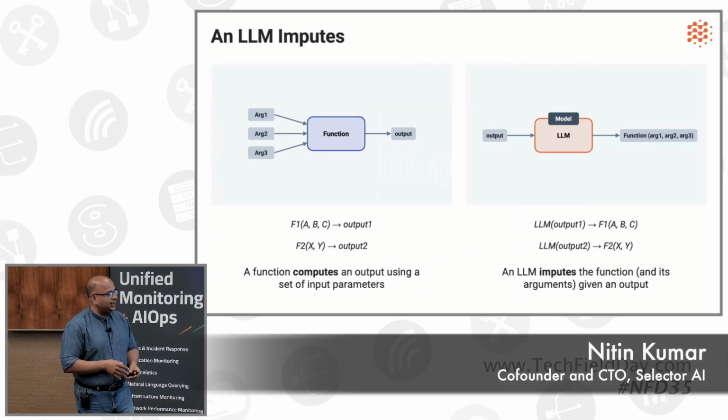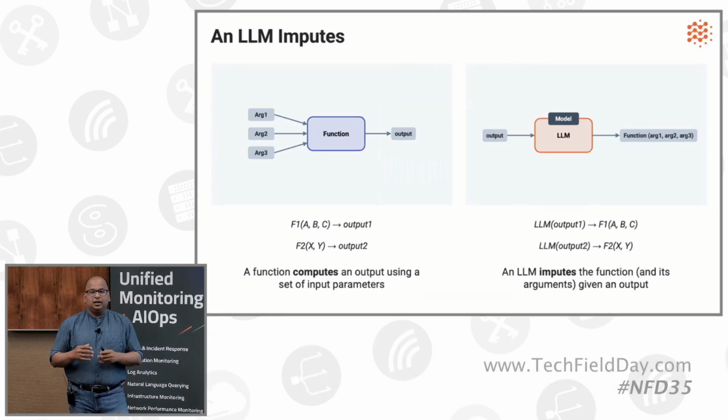So the LLM does what is known as it imputes. What does impute mean? Traditional functions that we've written in our past lives, a function takes a set of arguments and it produces an output. A function could take in three arguments, A, B, and C, and produce an output. Another function could take another set of arguments and produce a different output. So functions are written by humans, and you write programs, you write complex stacks. That's what a function does.